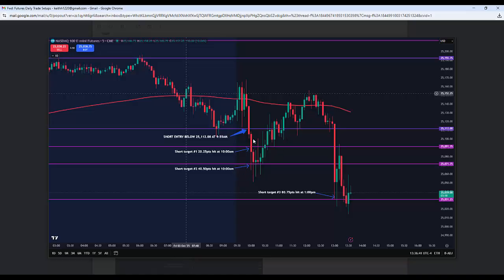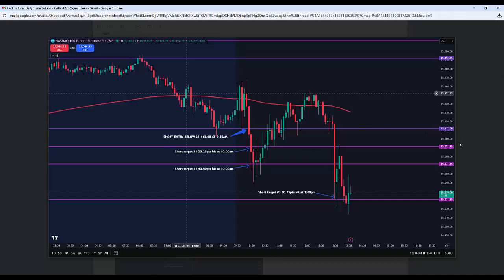And if you had 3 lots or 3 contracts, you would take first target here, second target there, and move up and move back down. And the third target was 80.75 points, which was absolutely brilliant. Nice, textbook move down and rally back up, creating a lower high and move back out.